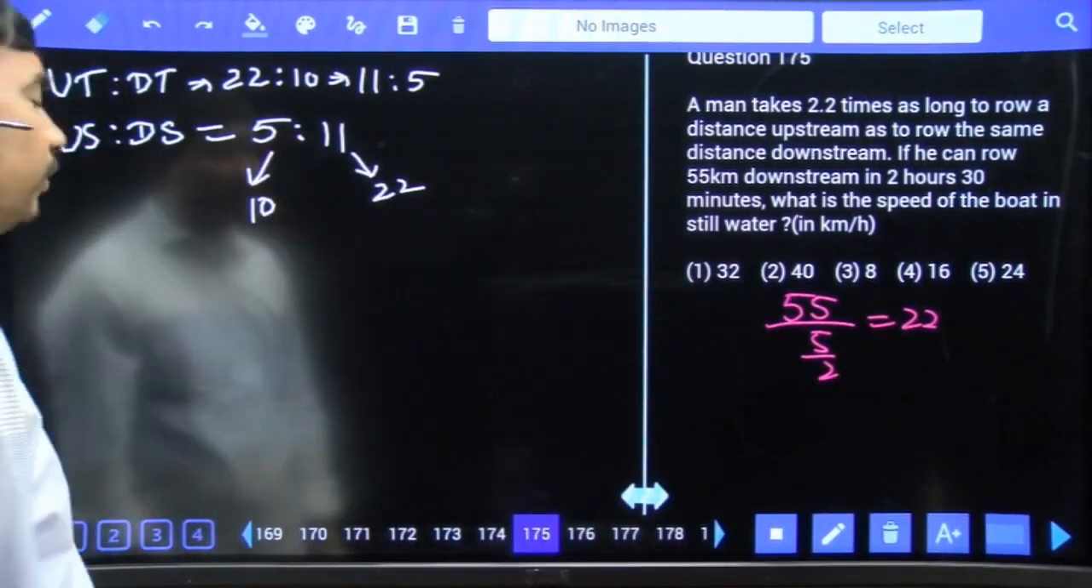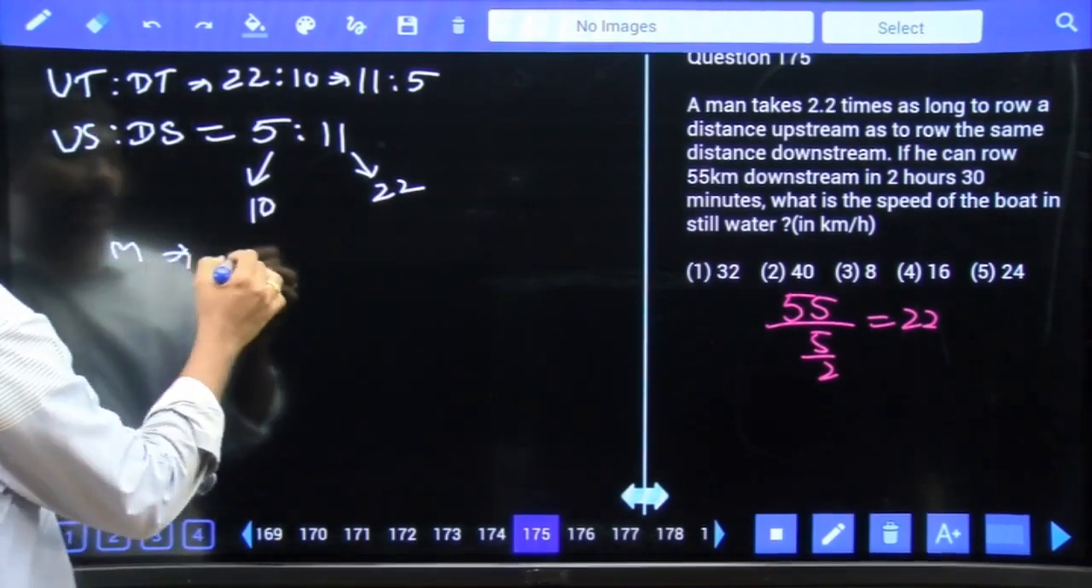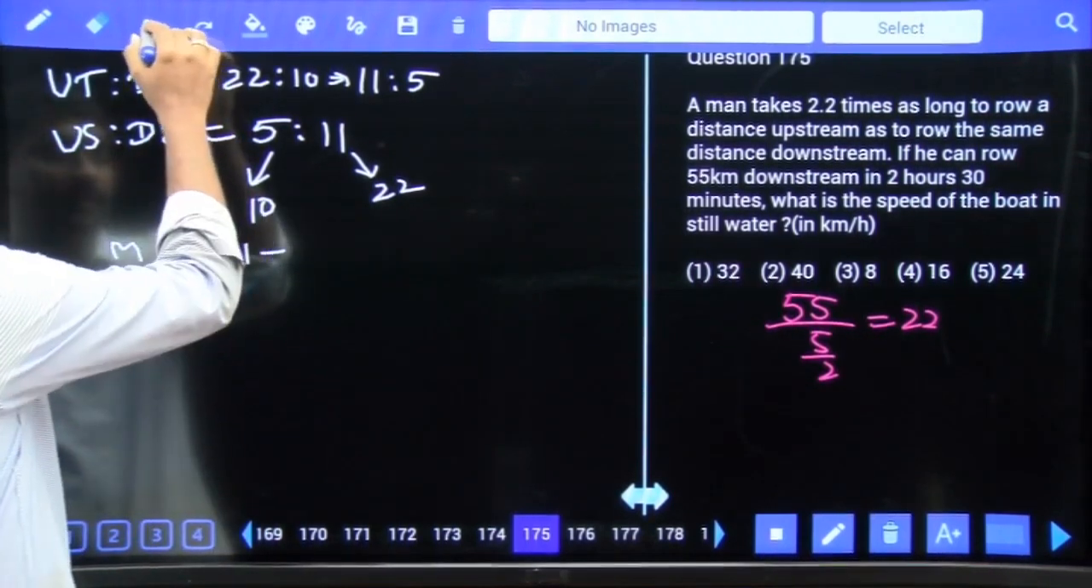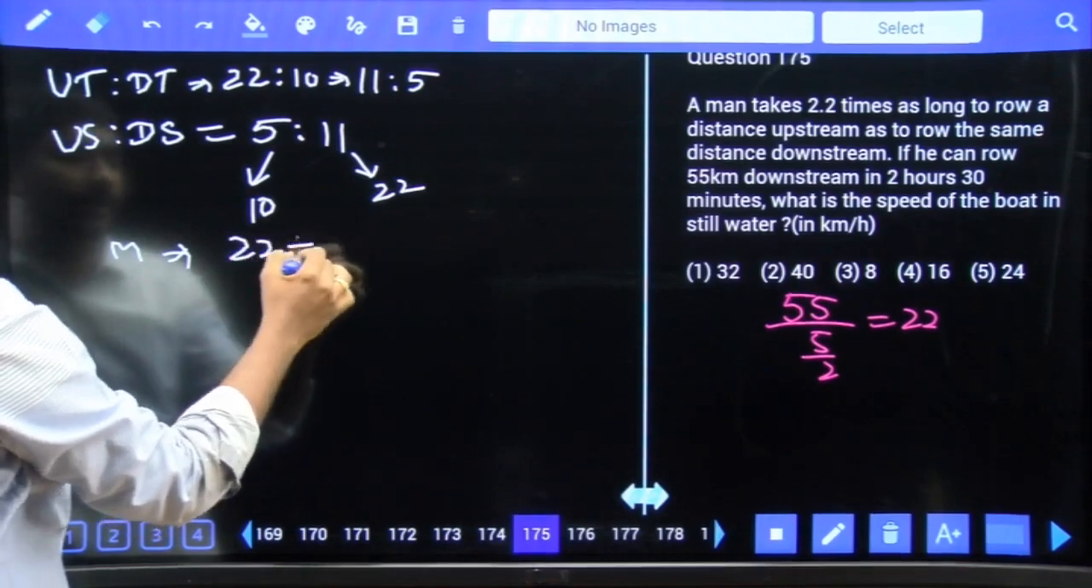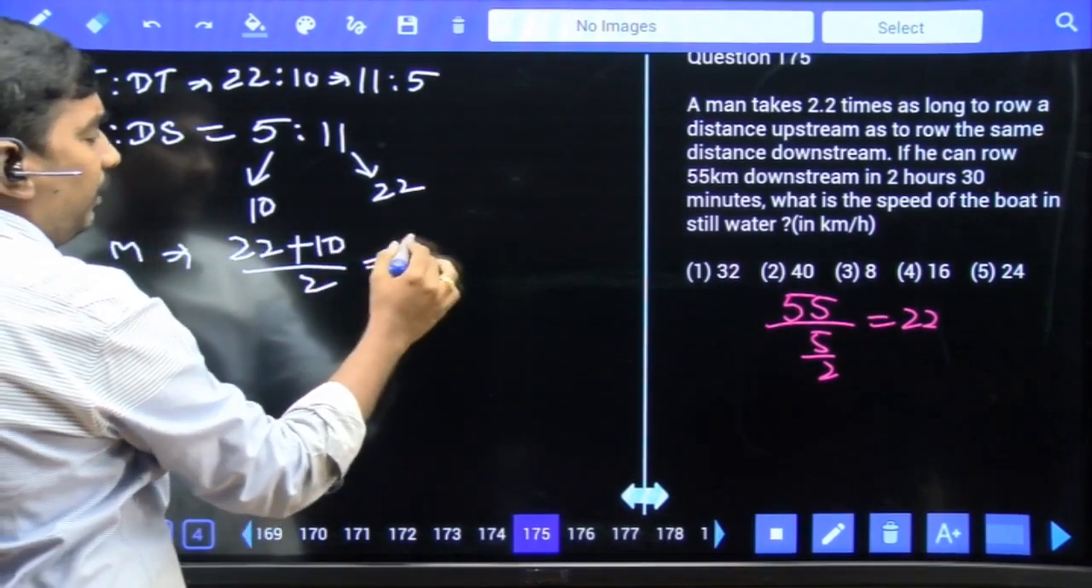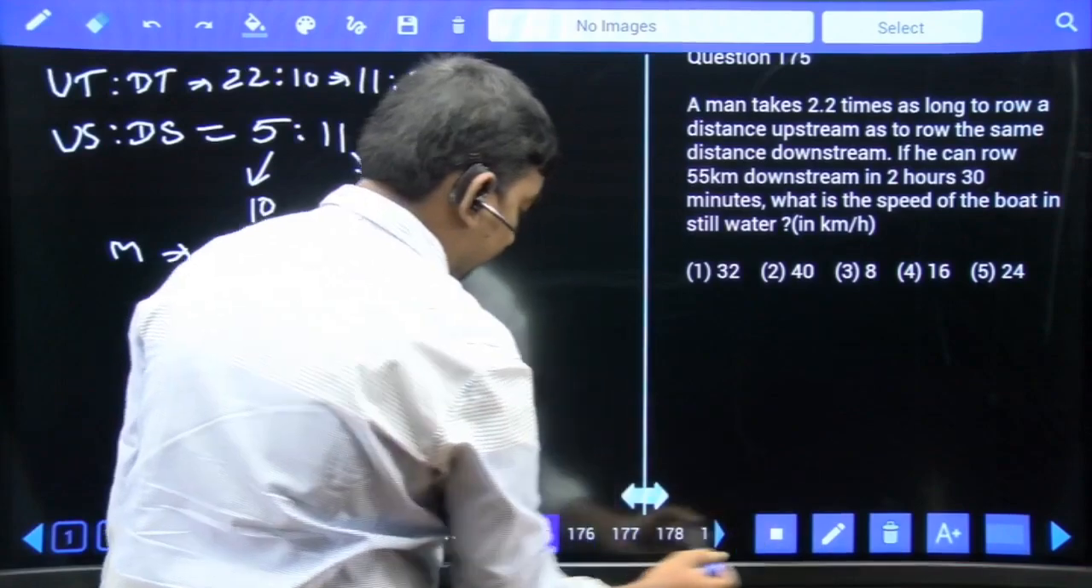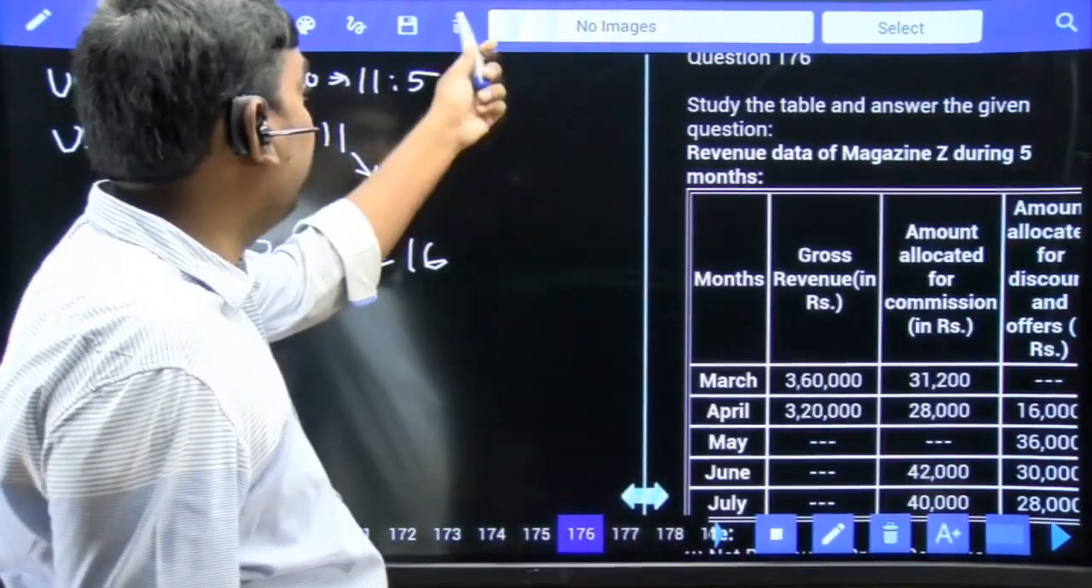Then what is the speed of the boat in still water? Downstream plus upstream by 2. 22 plus 10 by 2. 32 by 2 means 16. Next.